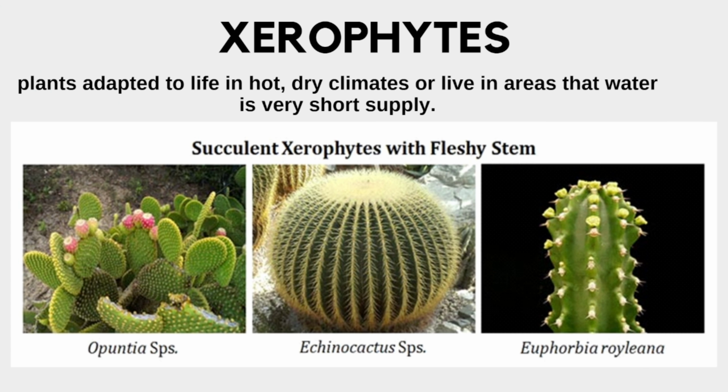So for xerophyte, if you see the diagram, the most common example is the cactus. Of course you already know, cactus survives in the desert. They don't need much water. Meaning that this is a plant that normally survives in very hot, dry climates or lives in areas with a very short supply of water, like desert. One of the key examples is cactus. These three are the genus and species names. You can write them if the exam asks you to give an example of this.